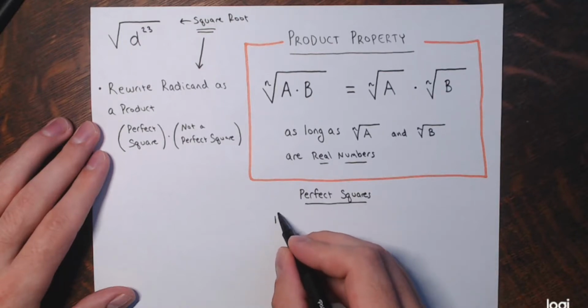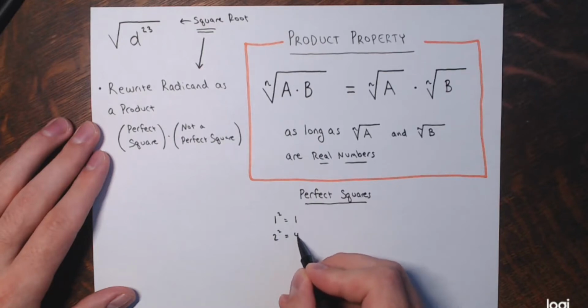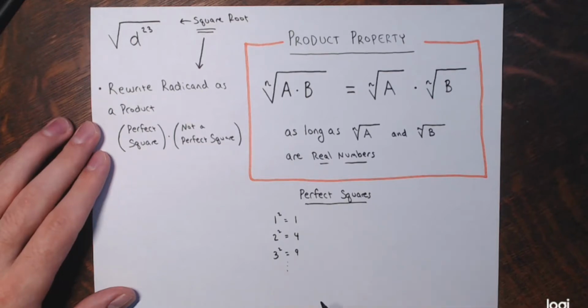1 squared is a perfect square. Then 2 squared is a perfect square. That's 4. 3 squared is a perfect square, right? That's 9. Those are numbers that are perfect squares: 1, 4, 9, and so on.